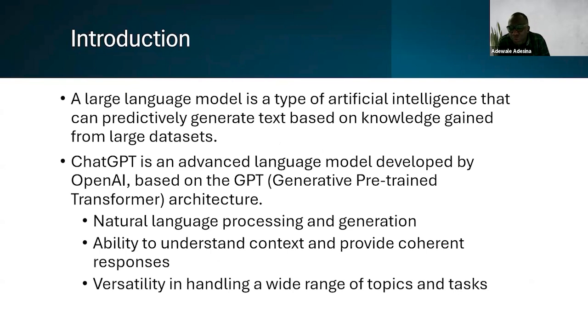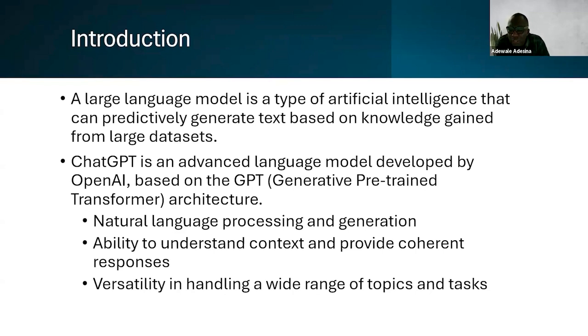Okay, so ChatGPT, as we know, is a large language model, popularly called LLM. A large language model is a type of AI, artificial intelligence, that can predictively generate text based on knowledge gained from large data sets. This is just a review of what we have been considering before now.